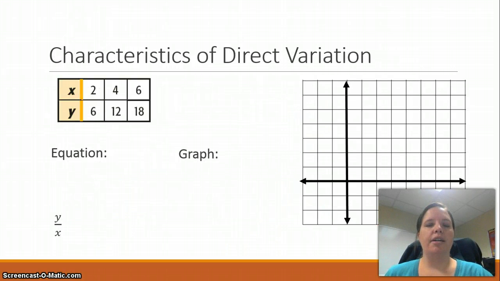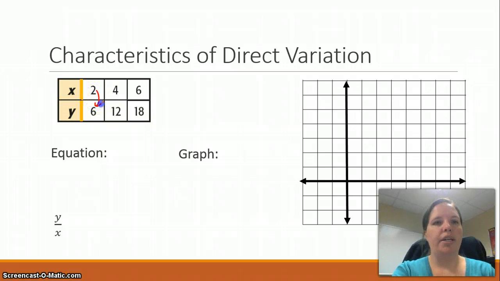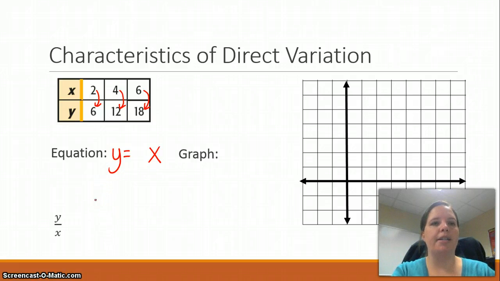So characteristics of direct variation, besides their equations, there's also characteristics within their tables and within their graphs that we need to be aware of. So you want to make sure you're recording this information. If we have this table, this actually does represent a direct variation. If you look at the relationship between x and y, 2 to 6, 4 to 12, 6 to 18, we need to figure out what our constant of variation is. So our constant of variation is what do we multiply x by to get y every time, and this one should be fairly obvious. Y equals 3x.